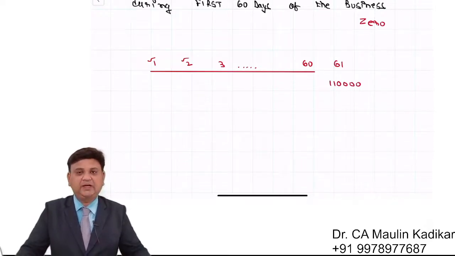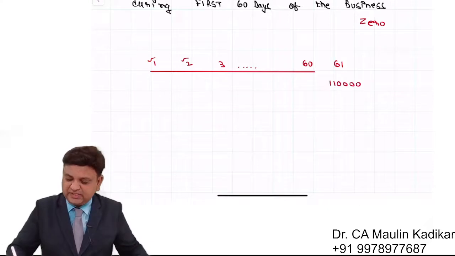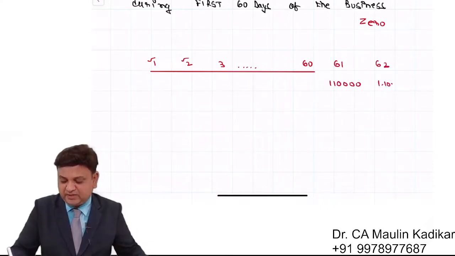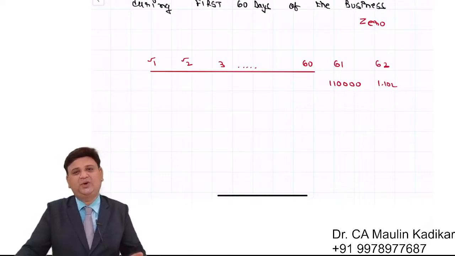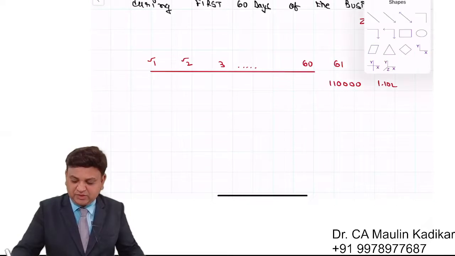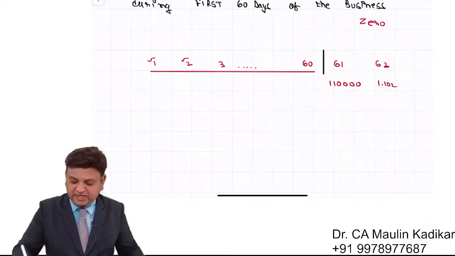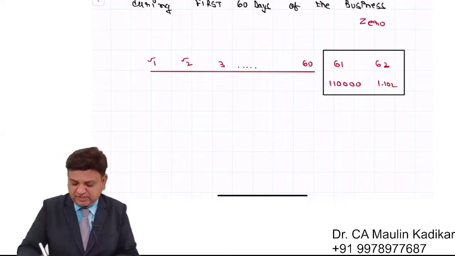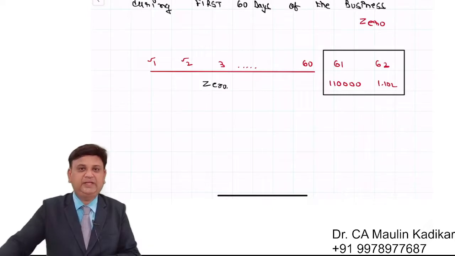Sales of the second day will be collected on the 62nd day. What is the amount of the collection? Again 1,10,000. And so on. So from the 61st day onwards, we will be able to get the collection, and that is the reason during the first 60 days, the collection will be 0. That is what we understand.